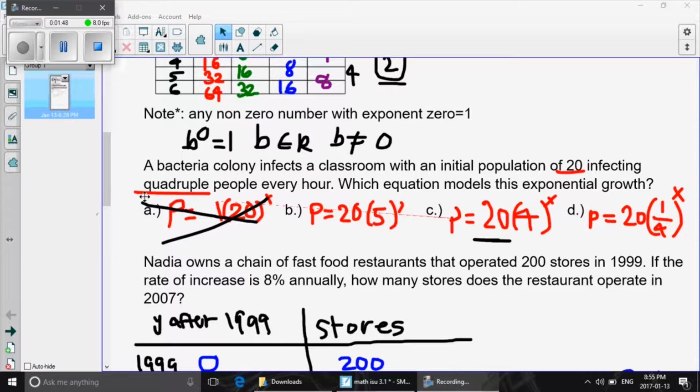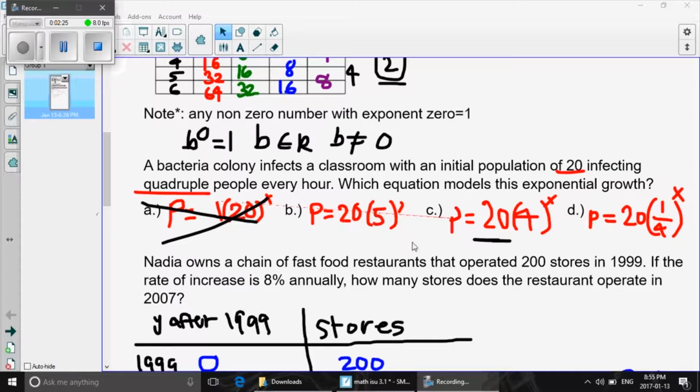So here is a multiple choice question. A bacteria colony affects a classroom with an initial population of 20, infecting quadruple people every hour. So which equation models this exponential growth? A is incorrect because the first term of your equation must be the initial population. So we can already rule out and X out A because it starts with 1, whereas your initial term must be 20.